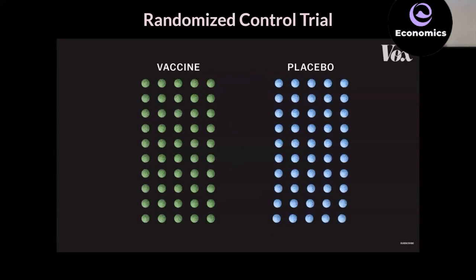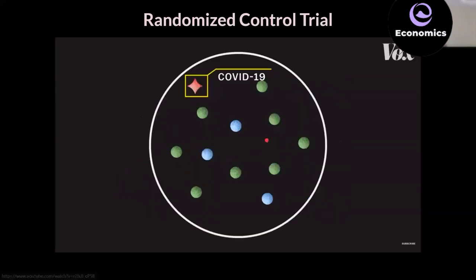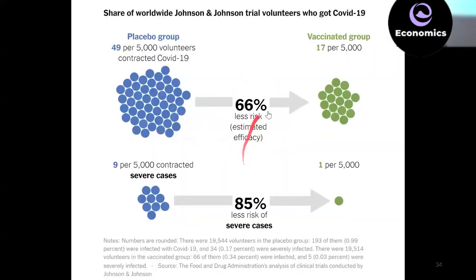So on average, these two groups should be really, really similar. And if the group is large enough, a difference in infection or serious cases as big as these two numbers would be extremely unlikely by chance if the sample size is large enough. So they conclude that this vaccine is effective in reducing infection and serious illness.